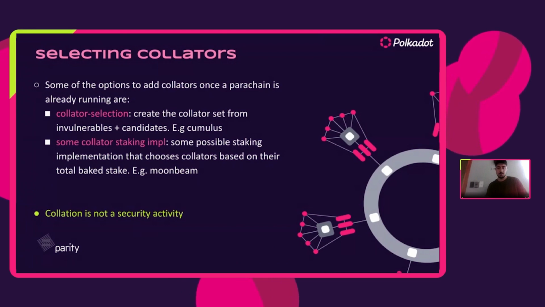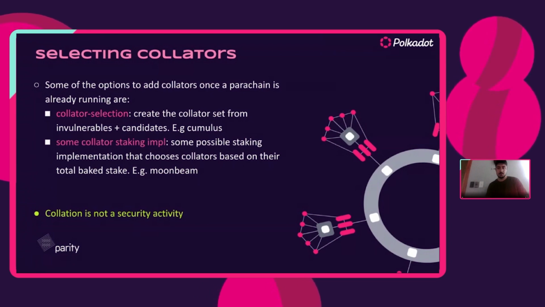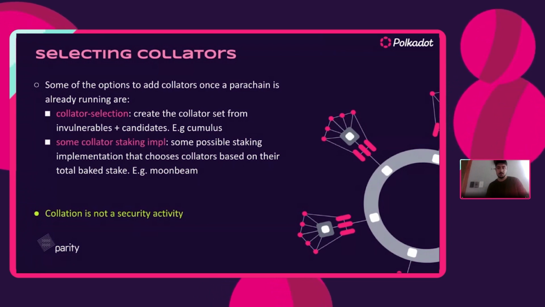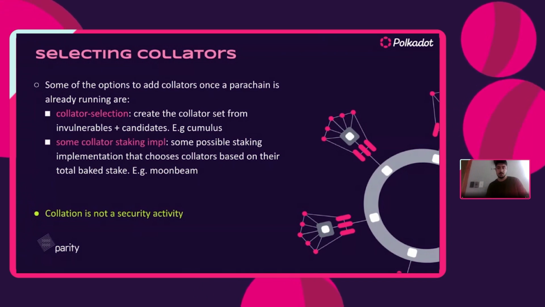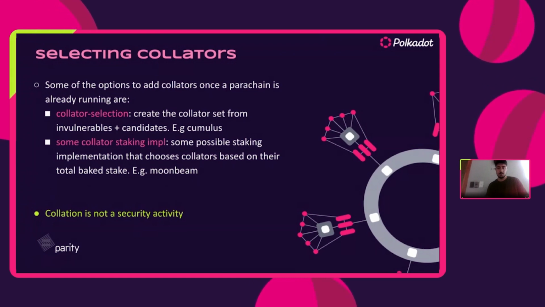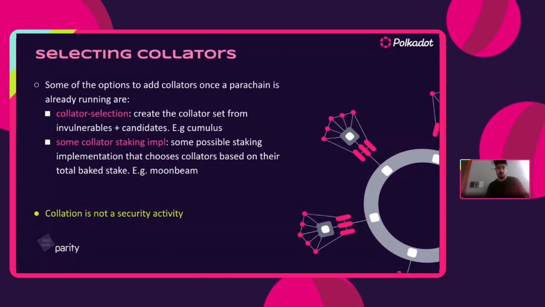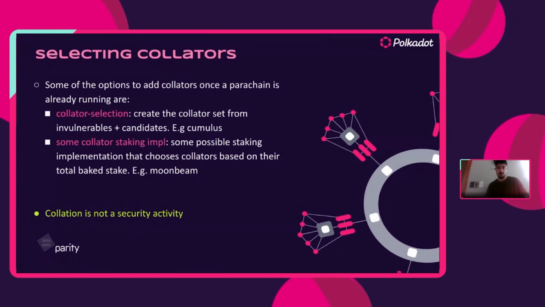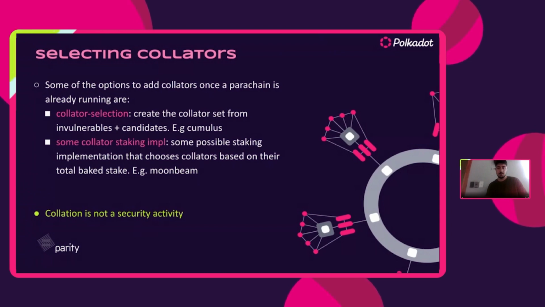It makes the action of adding collators once the chain is running pretty simple, but there are more, quote unquote, complex or interesting approaches, as there could be some sort of staking mechanisms to choose the collator set, right? Here in the slides I mentioned the implementation that the Moonbeam parachain team did, which basically chooses these collators based on the stake that is backing them, and it's a direct backing system, right?